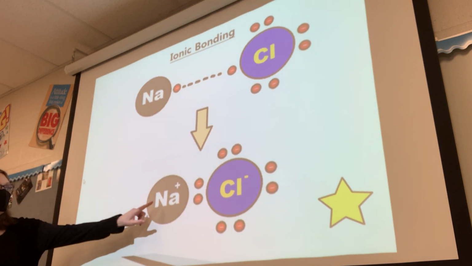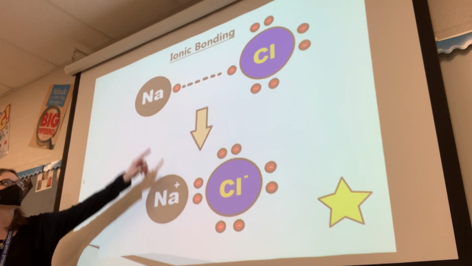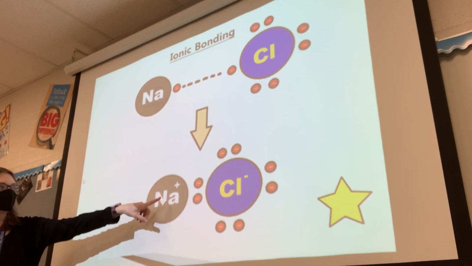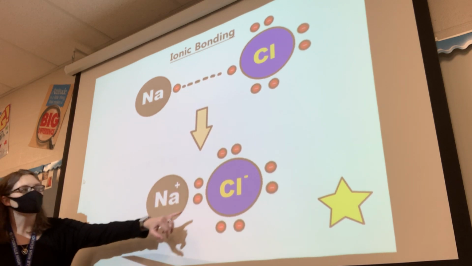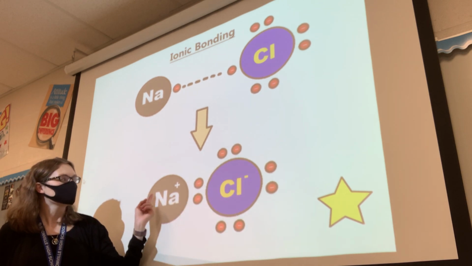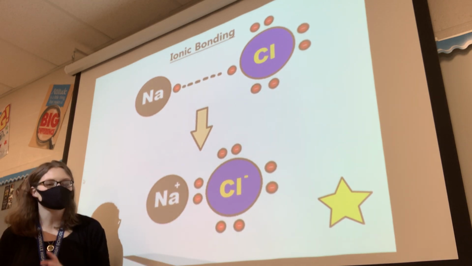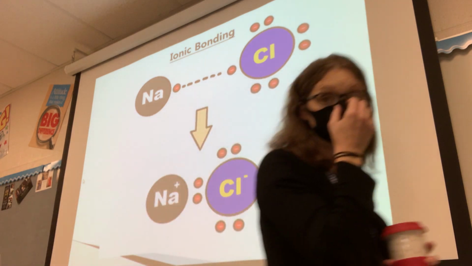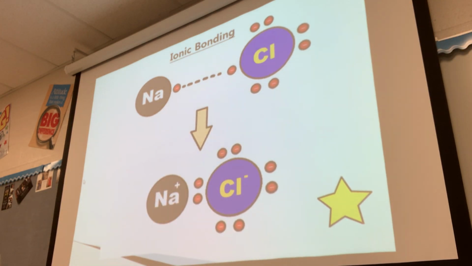Well, it gave it away, so now it's slightly positive because the electron's negative. Now the sodium is slightly positive. The chloride took it, and now it's got a little bit of a negative charge. So the positive and the negative charge are going to attract. And this picture is also in Google Classroom for you.